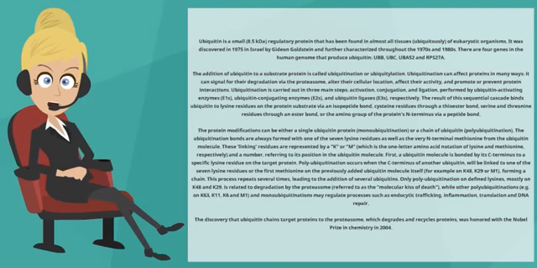Only polyubiquitination on defined lysines, mostly on K48 and K29, is related to degradation by the proteasome, referred to as the molecular kiss of death, while other polyubiquitinations, for example on K63, K11, K6 and M1, and monoubiquitinations may regulate processes such as endocytic trafficking, inflammation, translation and DNA repair. The discovery that ubiquitin chains target proteins to the proteasome, which degrades and recycles proteins, was honored with the Nobel Prize in Chemistry in 2004.